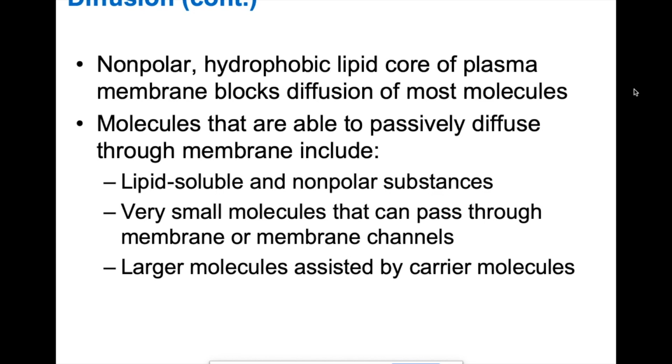Our nonpolar hydrophobic lipid core of the plasma membrane blocks diffusion of most molecules, because a lot of the ones that are present in the body are actually charged, so that would make them polar. Okay, so the molecules that are able to passively diffuse through the membrane include things that are lipid soluble and nonpolar substances. You have very small molecules that can pass through the membrane or membrane channels, things like gases. Then you also have larger molecules that are assisted by carrier molecules.